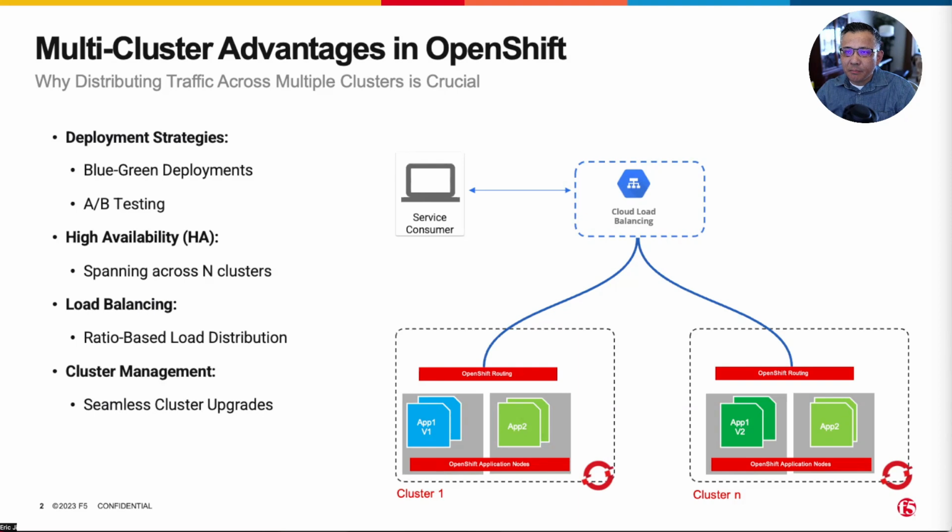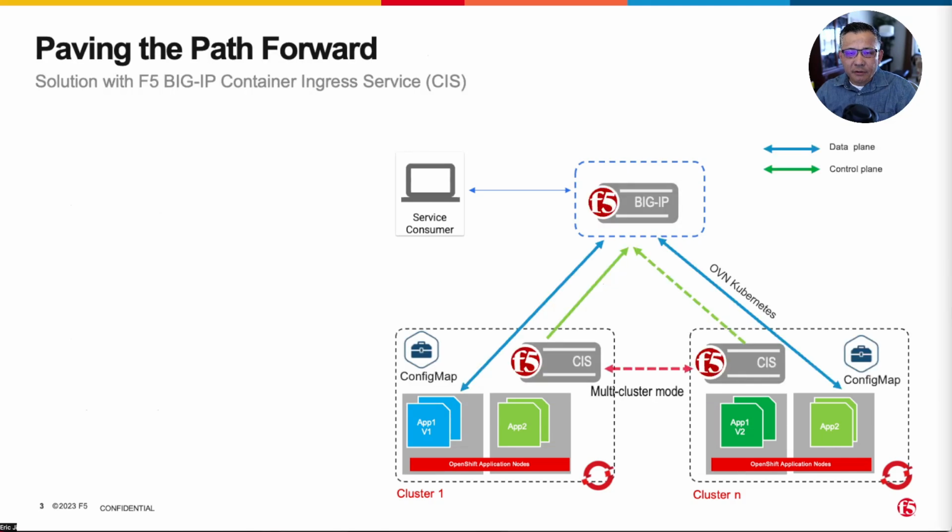As your user base grows, you also need to expand and upgrade your clusters. By running multiple clusters, you can perform seamless migration and upgrade of workloads without any downtime, to ensure the best possible user experience. This is where the BIG-IP Container Ingress Service, or CIS for short, comes into play.